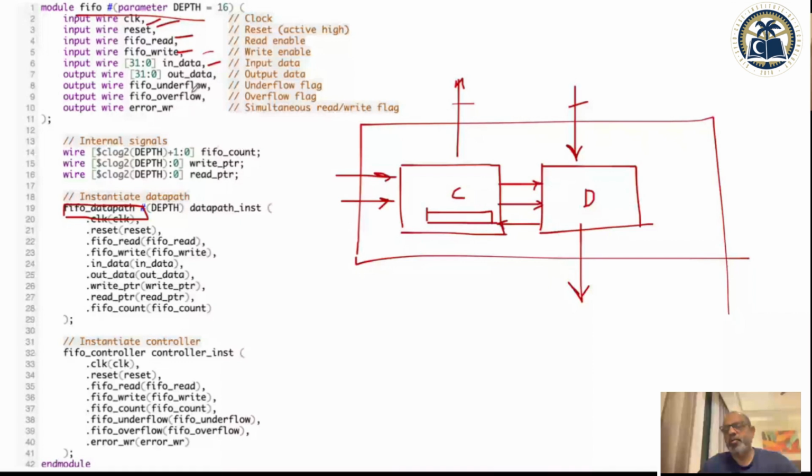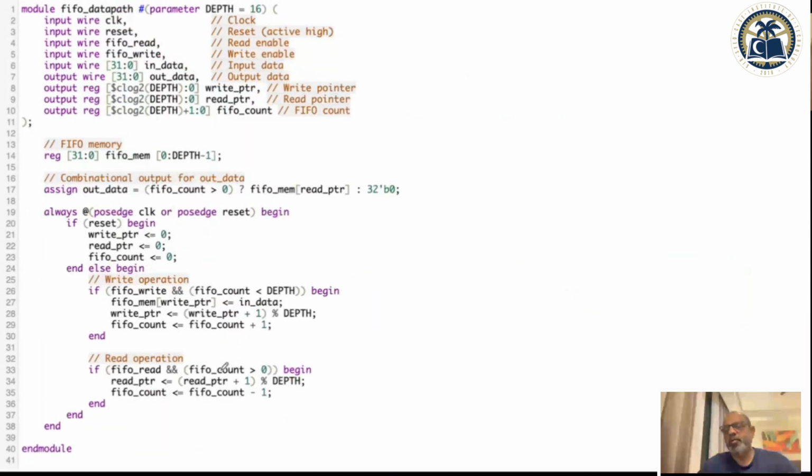So I have the data path, which has all these things, and then I have the controller, which has all these things, primarily my overflow flag, underflow flag, FIFO count, write, read, and reset, some of the inputs and the outputs. And then once I saw the data path, it is very dumb. Why is it dumb? If you assert reset, it just resets all three registers.